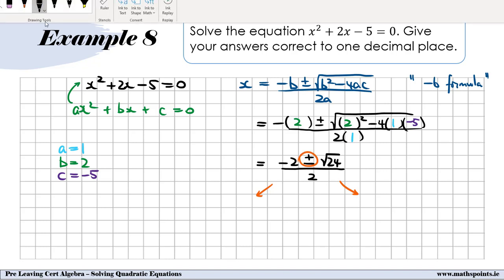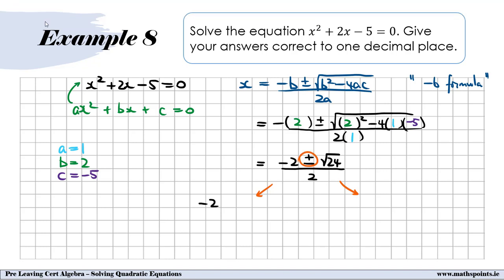So on the left hand side I'm going to have minus 2 plus root 24 over 2. That's one value of x. And then the other value of x is going to be minus 2 minus root 24 over 2. Now, I'm going to put both of these into the calculator.